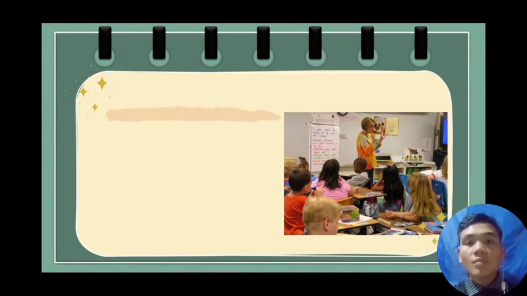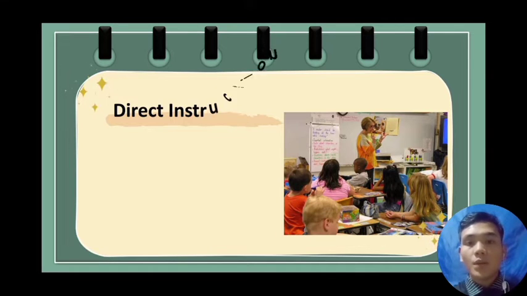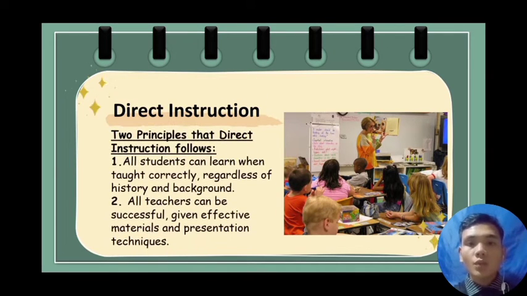The direct instruction method is based on 2 core principles, which are: first, all students can learn when taught correctly, regardless of history and background. And second, all teachers can be successful, given effective materials and presentation technique.